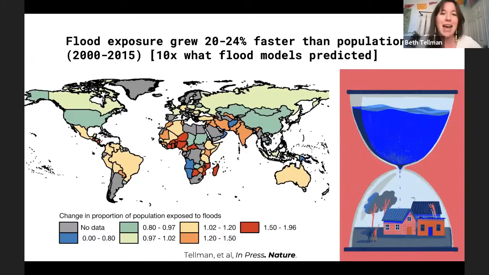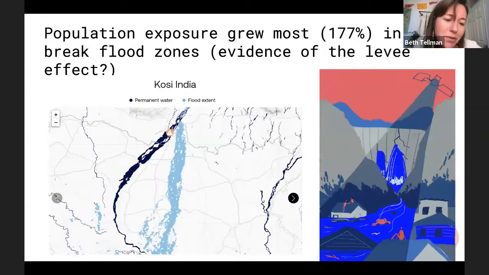The last thing that's important to note is that this rate of exposure growth that we found is 10 times what previous studies have predicted that use flood models for exposure. So if you use satellites to understand exposure, you're going to get a different answer than if you use models. And we should maybe lean into that and work more on using satellites for direct exposure in the future.